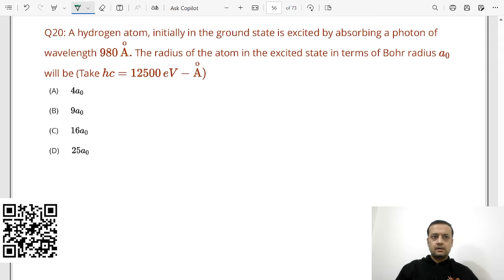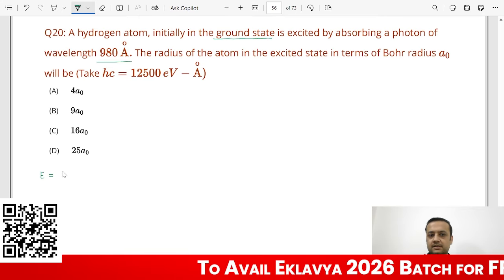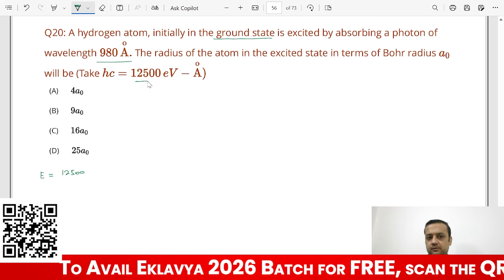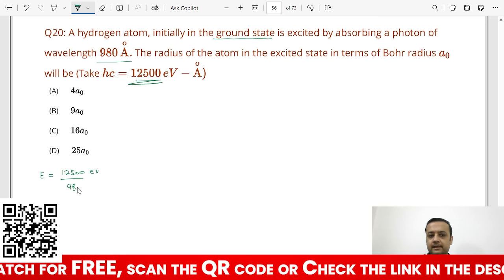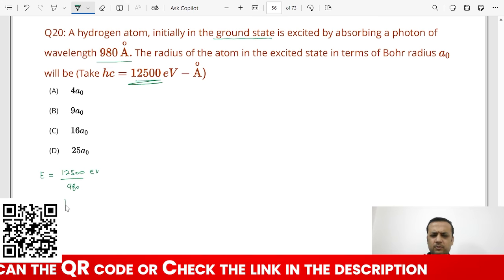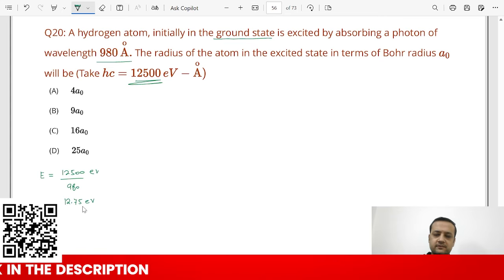All right. So in this question, the hydrogen atom was initially in the ground state and it absorbs a photon of 980 Å. Eventually it will reach a higher state, and we have to find the Bohr radius of that orbit. First of all, let us find the energy of this photon. The energy of this photon is 12500 electron volt divided by 980, as they have asked us to use this relation. If you do this math, it comes out to be nearly 12.75 eV, approximately. So this is the energy of this photon.